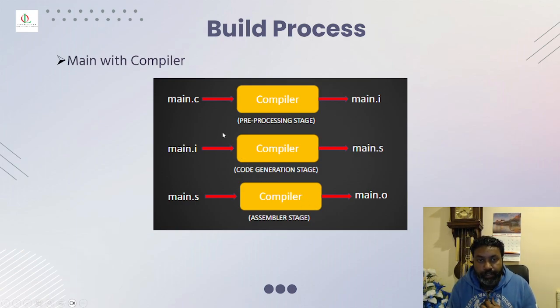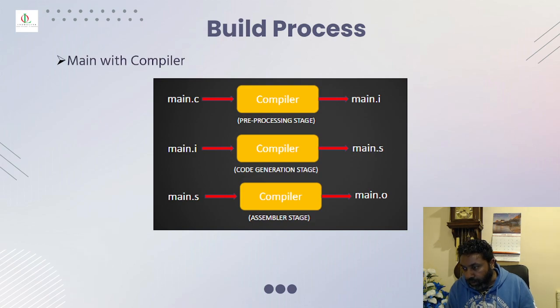In the first stage, the main.c program, your source code, whatever you have written, is converted in the preprocessing stage to what is called main.i. The main.i is the preprocessor stage where it resolves all the directives, such as the hash include stdio.h and all the header files. I'll go through an example to show you how you can get this three-stage process. Just bear with me one second.